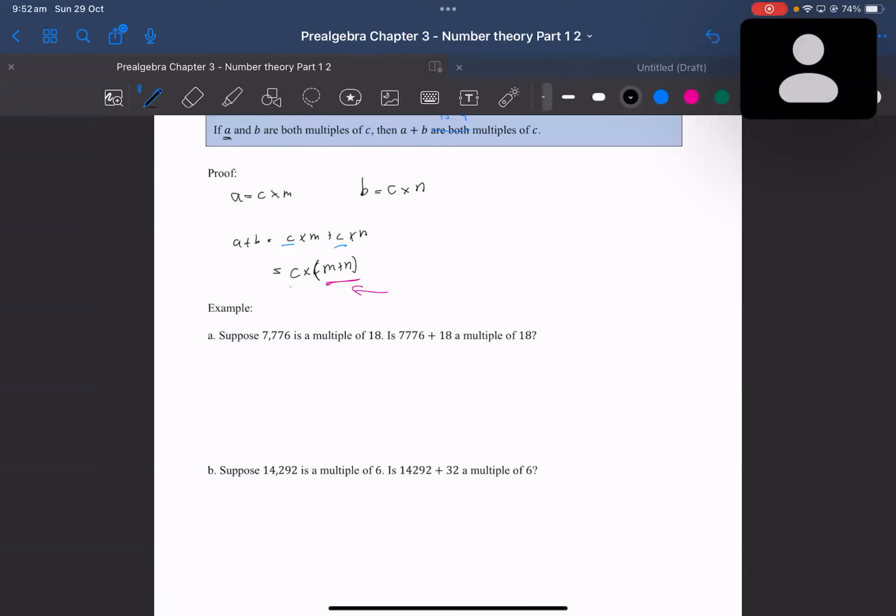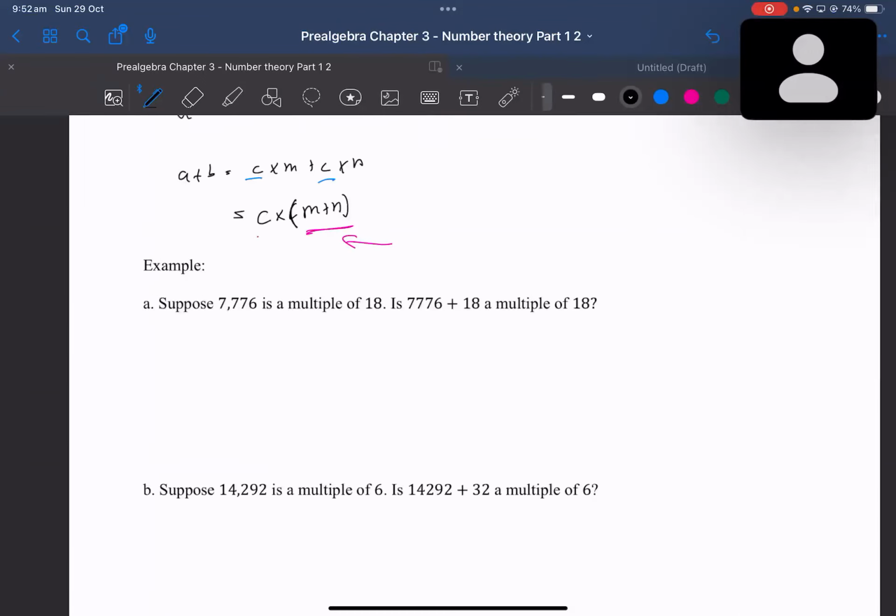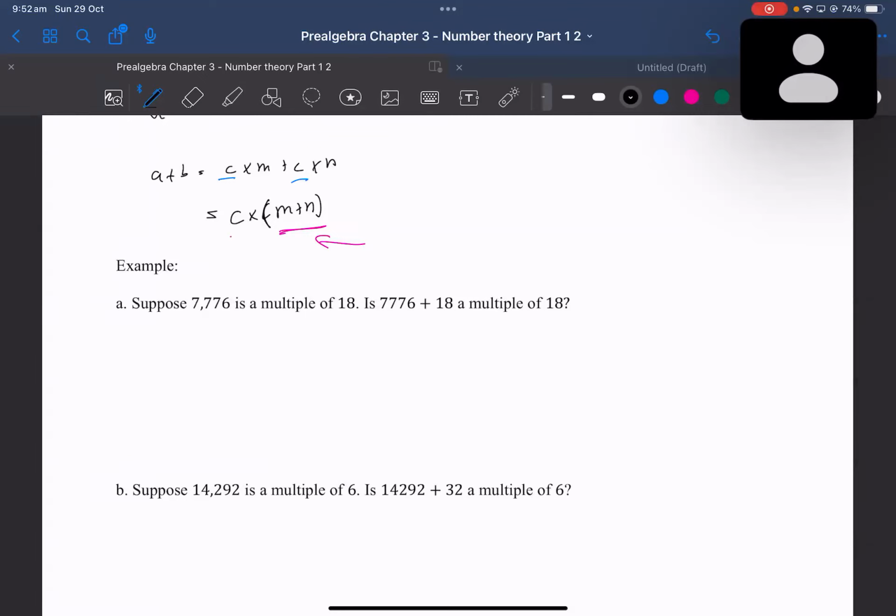All right, now we're going to go to an example. Let's do this together. The first one's yes, I think. Yeah, let's see. That's good. Suppose 7776.